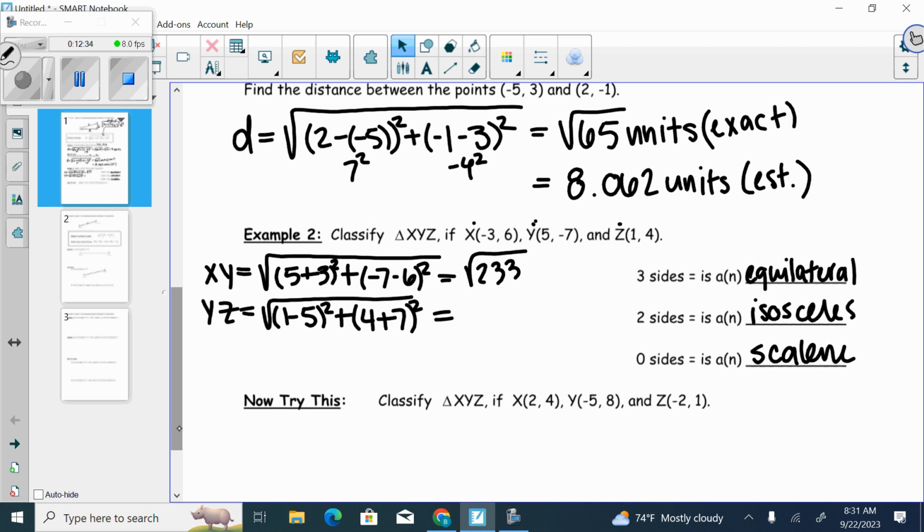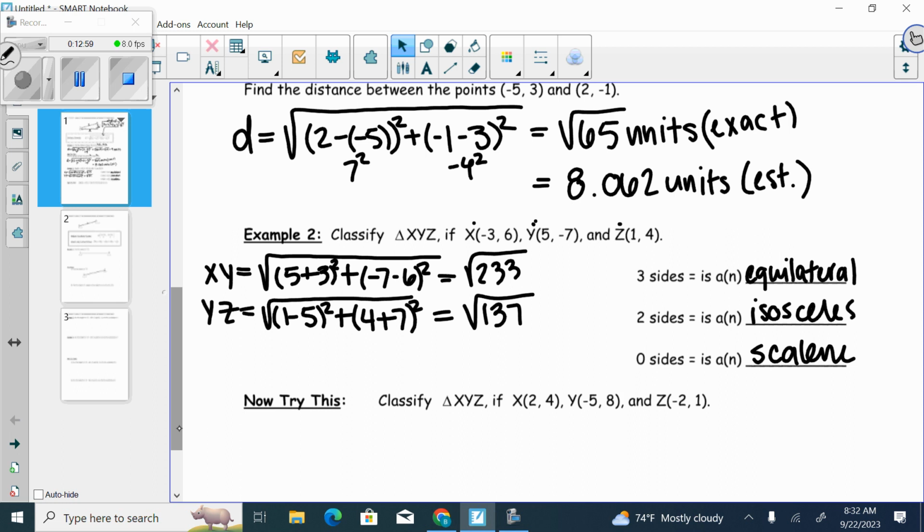Okay, and what is 1 minus 5? Negative 4, and 4 plus 7? 11, and then we got to square those, right? So what is negative 4 squared? 16, and what's 11 squared? 121. So what's 16 plus 121? Very good. So I have the square root of 137.